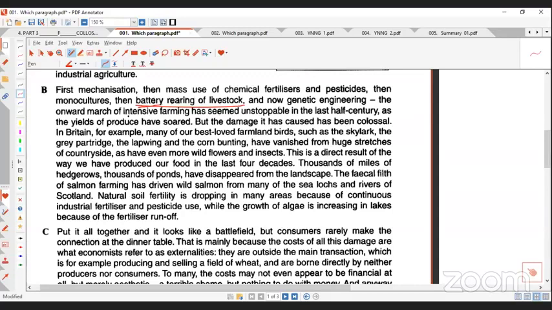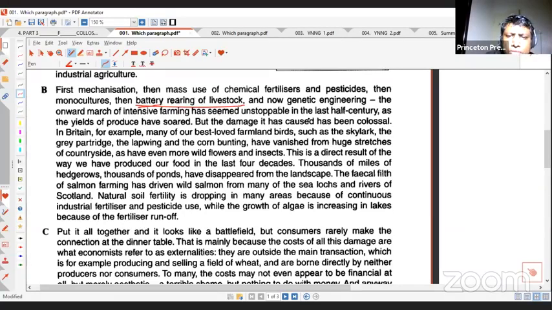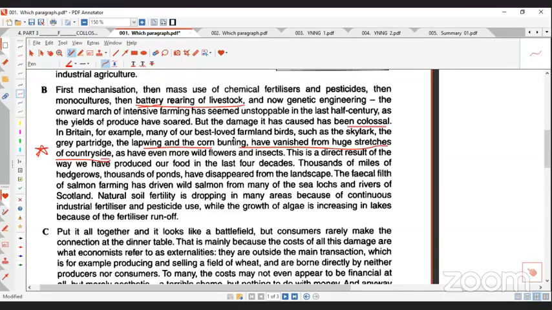The onward march of intensive farming has seemed unstoppable in the last half century, as the yields of produce have soared, but the damage it has caused has been colossal. In Britain, for example, many of our best-loved farmland birds, such as the skylark, have vanished from huge stretches of the country. So this is one answer: yes, no, not given. It's true. So we can make a mark that it starts from here, but we are not solving this one now.